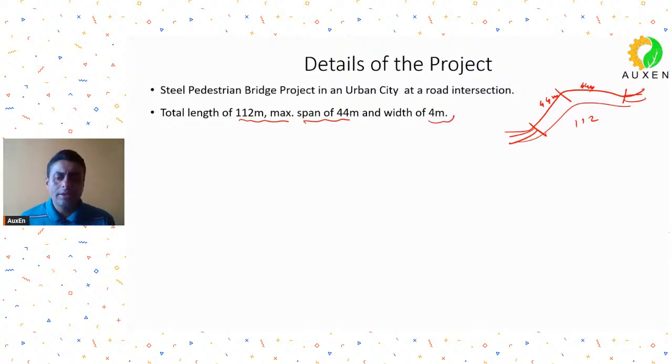Generally, for pedestrian bridges, around 3 meters is good. It's a good width for two-lane traffic. Two-lane traffic means one lane of people going in one direction, the other lane of people going in the other direction. So 3 meters in clear is a very good width for a pedestrian bridge.